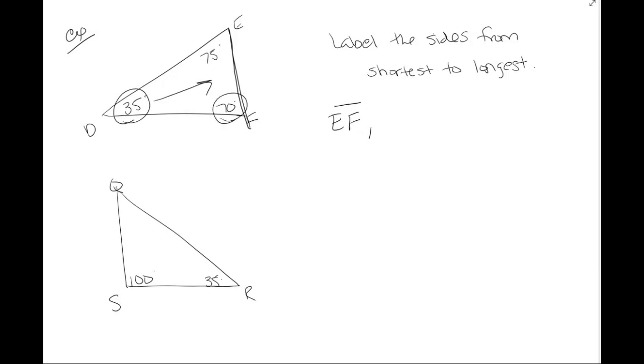Next to smallest angle would be 70. He's opposite DE. So DE has to be your next longest side. Finally, your largest angle coming in here at E, and he is opposite DF. So DF has to be your longest side.